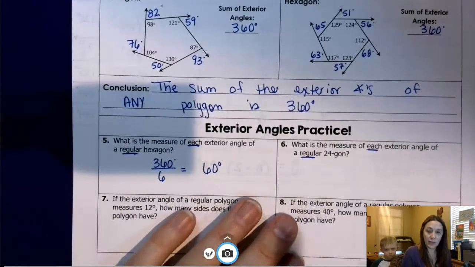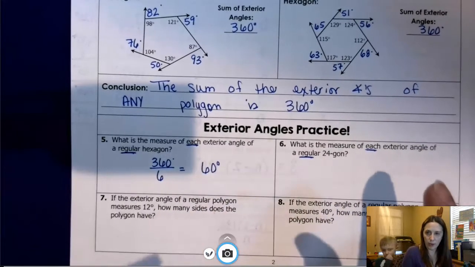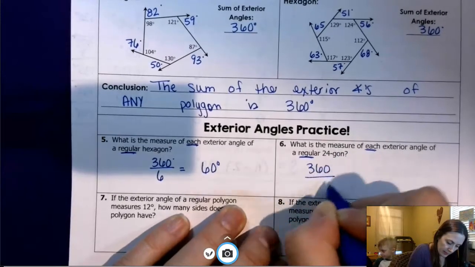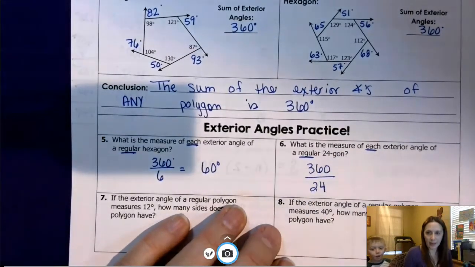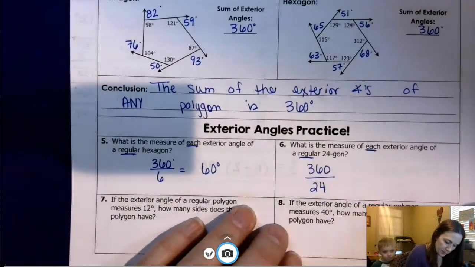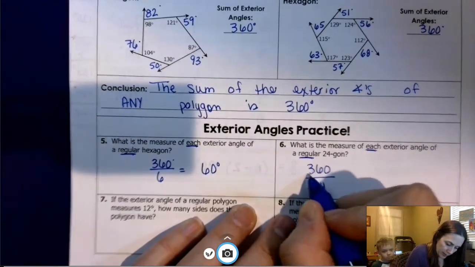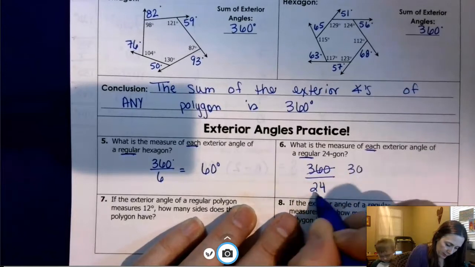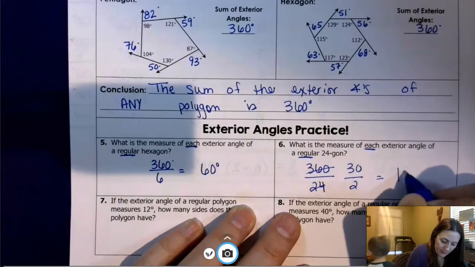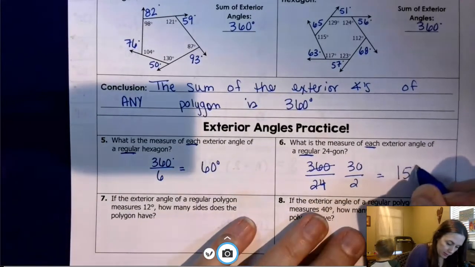Now, what is the measure of each exterior angle if it's a regular 24-gon? I'm going to take 360 divided by 24. Now again, by hand you can do this, you can use your calculator, but these are both divisible by 12. 12 is going to go into this 30 times, 12 is going to go into this twice, 30 divided by 2 is going to give me 15 degrees.